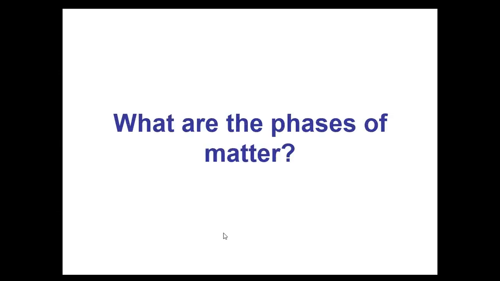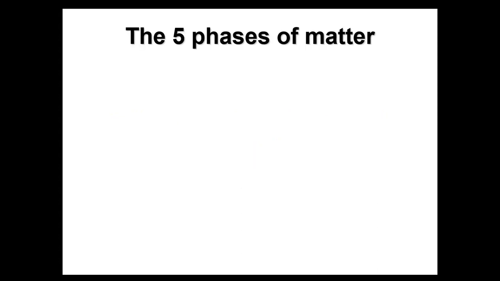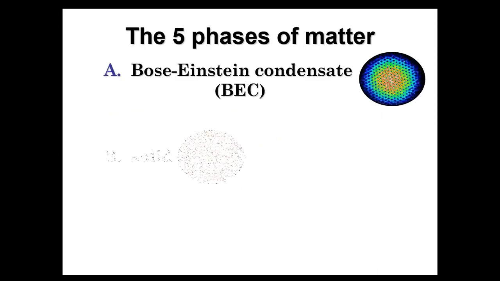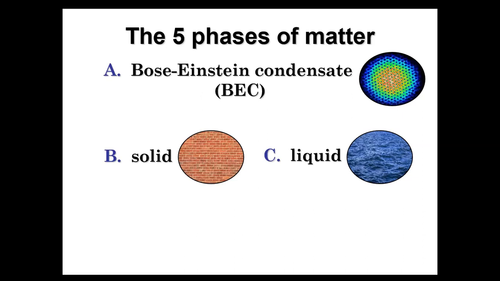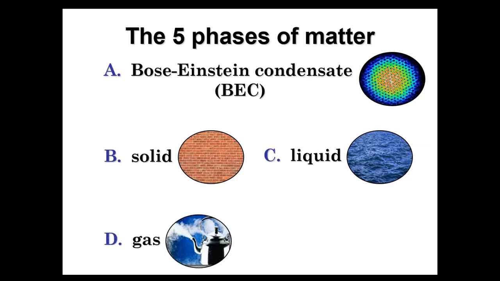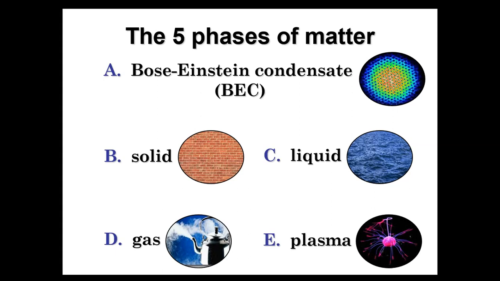Okay, so today I want to go over the different phases of matter. There's actually 5 phases of matter. You guys are probably familiar with some of these. The first one is Bose-Einstein condensate, and that is a state of matter that's present very close to absolute zero.